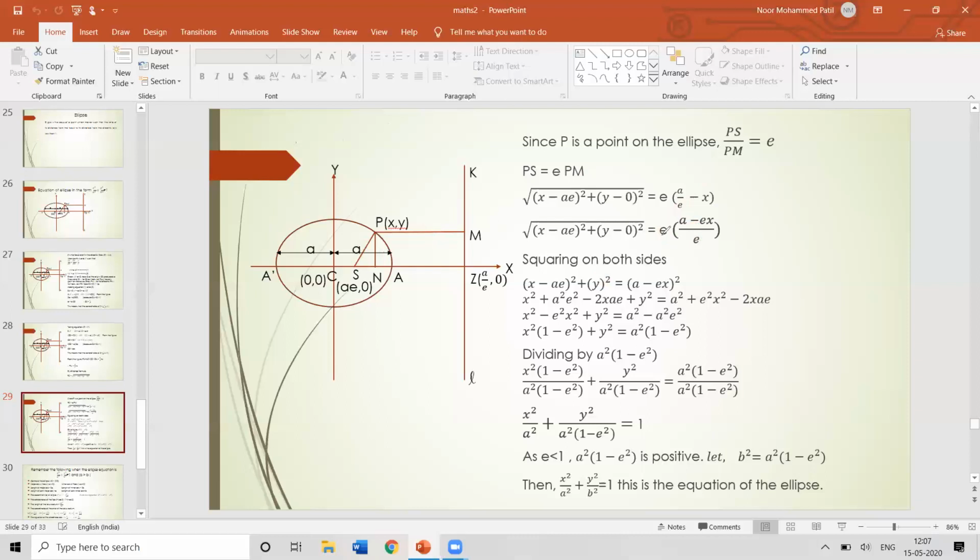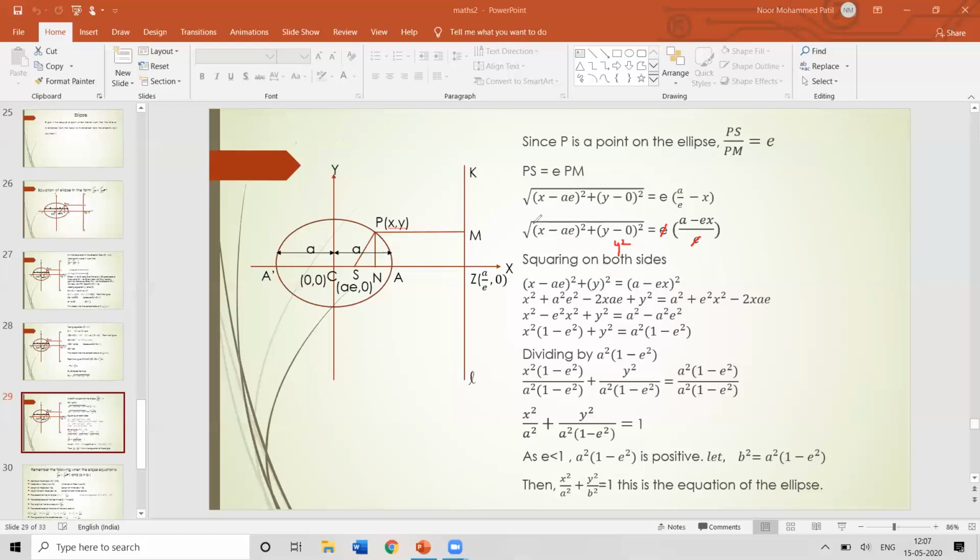E will get cancelled. Now what is left out is a minus ex, and this as it is. y minus 0 is y itself. So directly you can consider it as y square here.